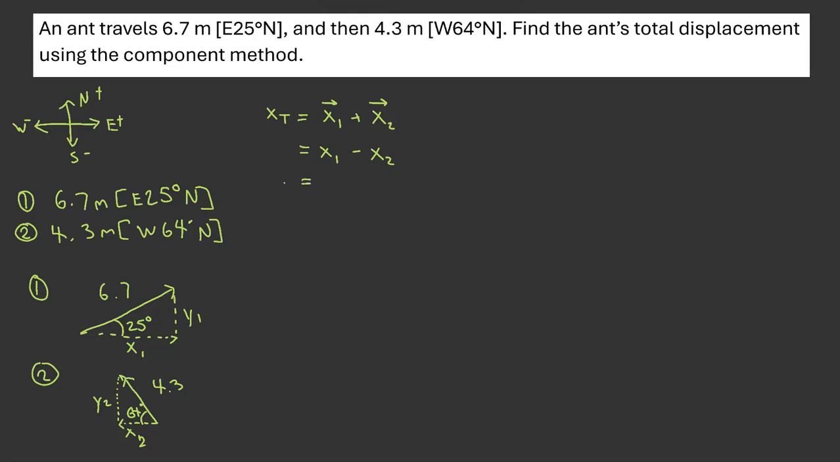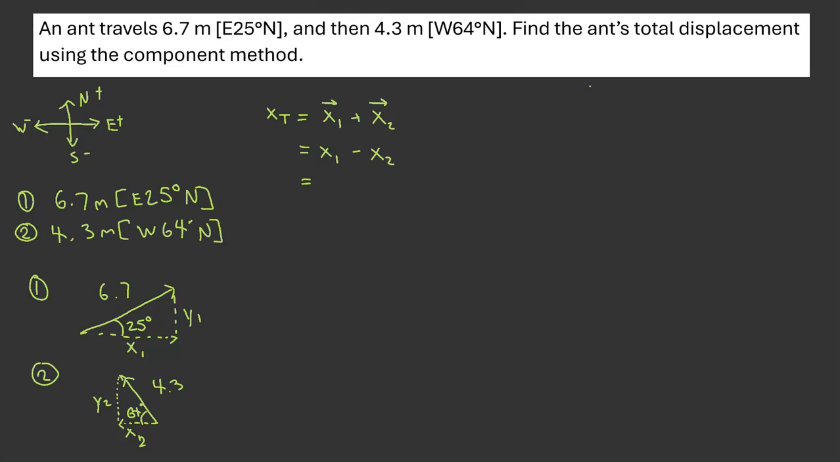And so to find this, I'm just going to plug in my values, right? But what is my value here? So we're going back to trig, right? We'll use our SOHCAHTOA method to solve our triangles. For my x1, my angle of interest here is 25 degrees, and because x1 is the adjacent side with respect to my angle of interest, I'm going to use cosine.